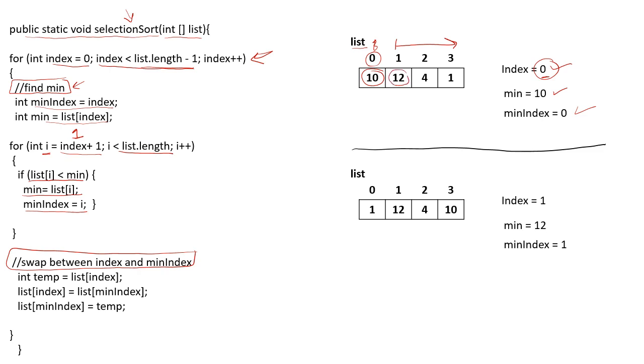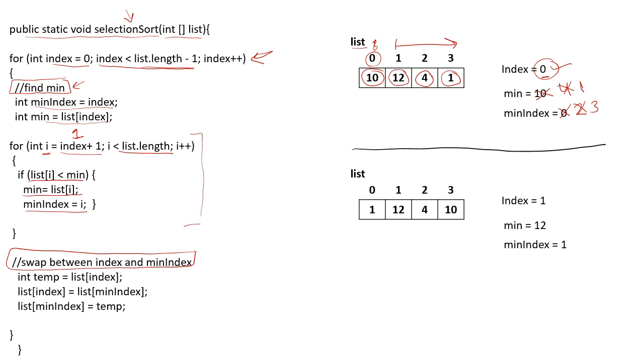12, is it less than the minimum, which is 10? It's not. 4, is it less than the minimum? Yes. So the idea now is we have to change the minimum and the minimum index. So minimum will be 4 and the minimum index will be location 2. Still we have to continue till the end of the array. We have 1. 1, is it smaller than the minimum, which is 4? Yes. So this is 1. In which location? In location 3. And by that, we will finish this piece, which is finding the minimum.